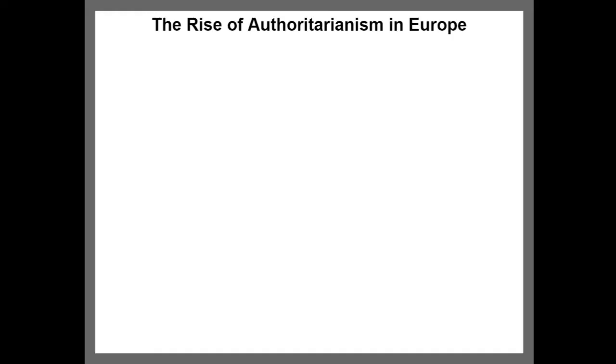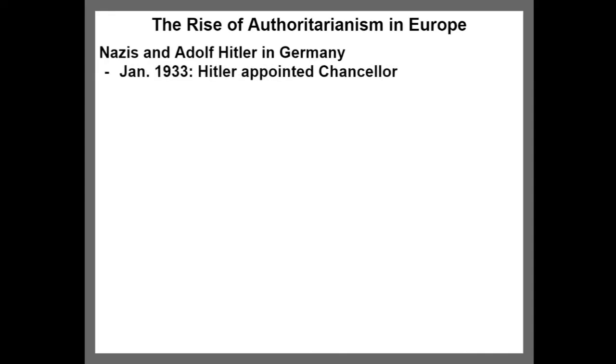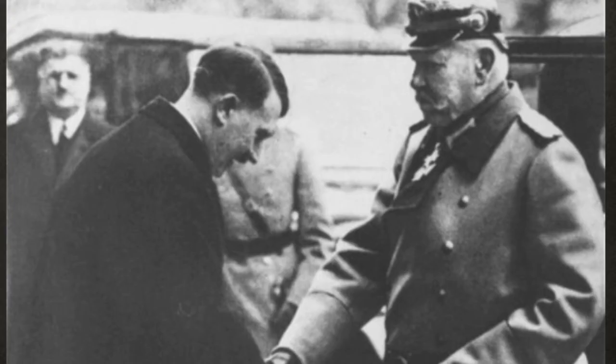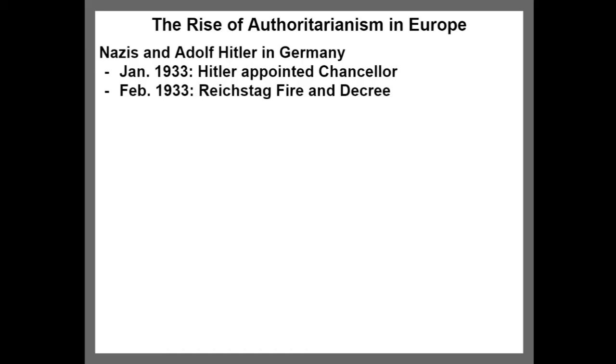Now we're going to talk about the rise of authoritarianism in Europe, starting with the Nazis and Adolf Hitler in Germany. So in early 1933, Hitler's Nazi party had gained enough seats in government and Hitler was appointed chancellor. Not a month later, there was a huge fire at the Reichstag, which is the German capital where the German government would meet.